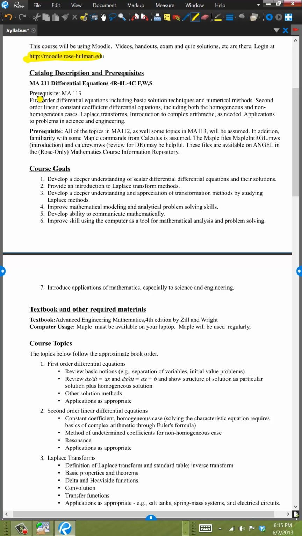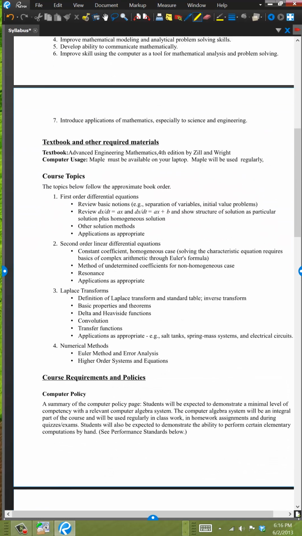In addition, I'm assuming you are familiar with some Maple commands. If you're not, email me. I can send you some worksheets to help get you up to speed with Maple. But I am just going to assume that you're familiar with Maple. Okay, the course goals we'll skip over because that's sort of boring.